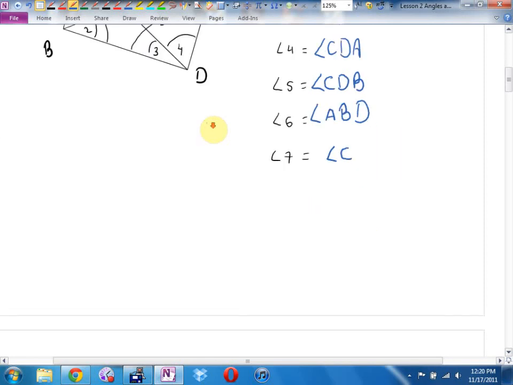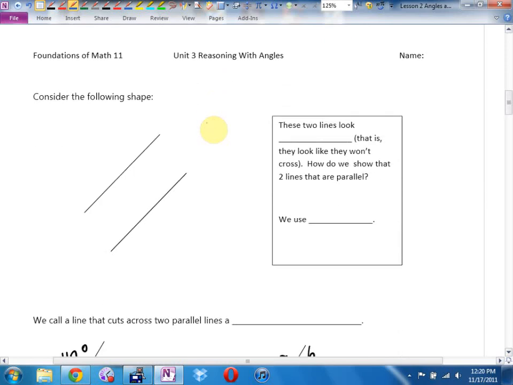Let's do something with this. Turn the page. Consider the following shape. Two lines. And I wrote in the little box here, these two lines look blank. That is, they look like they won't cross. What's the fancy word in math for won't cross? Marcus. These lines look parallel. P-A-R-A-L-L-E-L. Which from now on we'll abbreviate as para. Actually, I'll give you an even better abbreviation. There's a symbol for parallel. I'll show you that in a second. They look parallel. Are they?